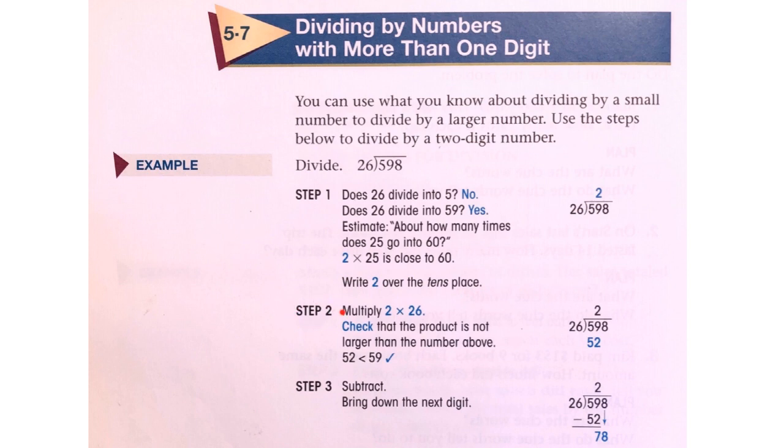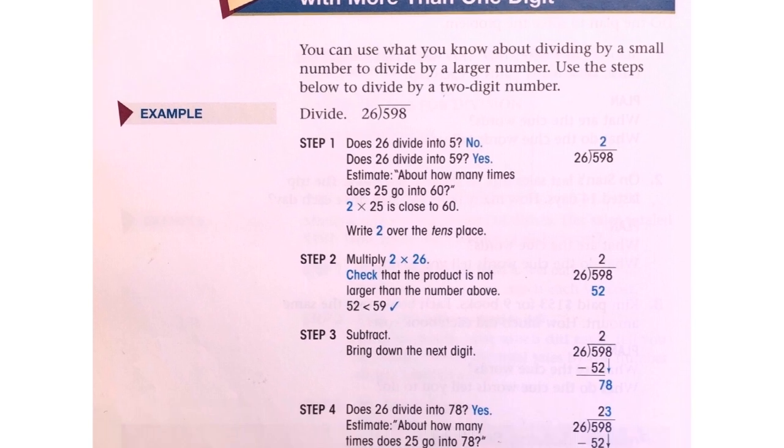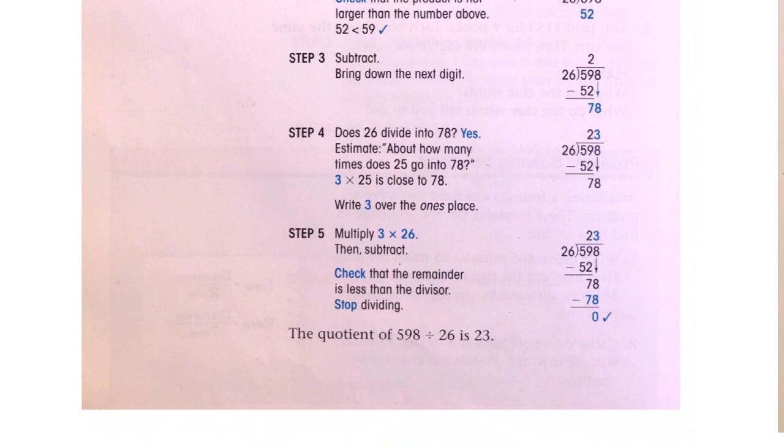Step 2 is to multiply 2 times 26. Check that the product is not larger than the number above. 2 times 26 is 52. 52 is less than 59, which is the number above it. Step 3, subtract. 59 take away 52 is 7. Bring down the next digit. 8 comes down, so now it's 78.